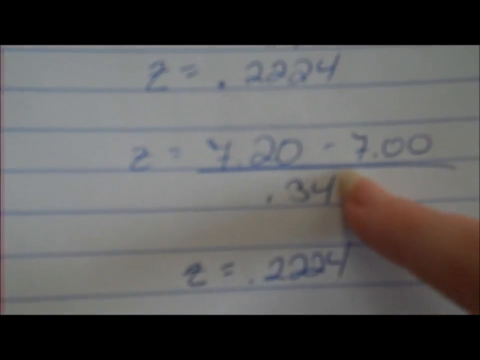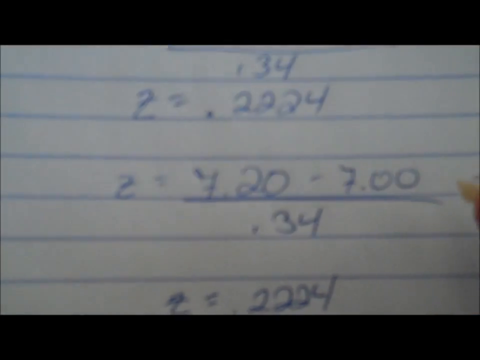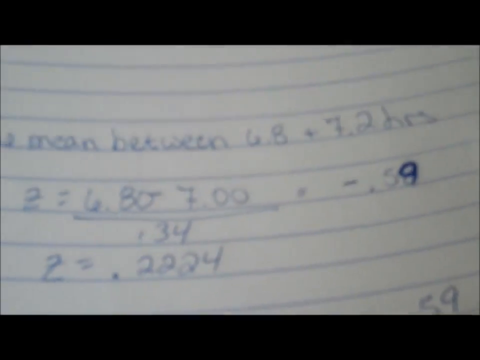Then I figured out the z-score for 7.2. I did 7.2 minus 7.00 divided by 0.34, which once again gave me 0.59. So I already know my probability was 0.2224, because it's the same as it was in the previous problem. And then I added 0.2224 plus 0.2224 and got 0.4448.